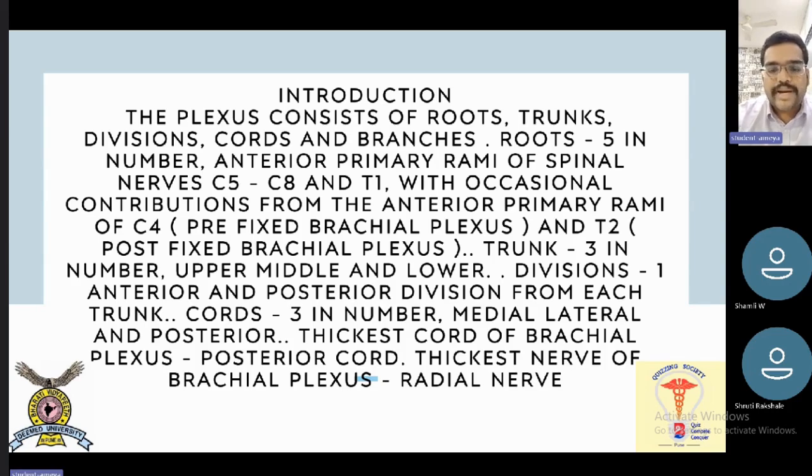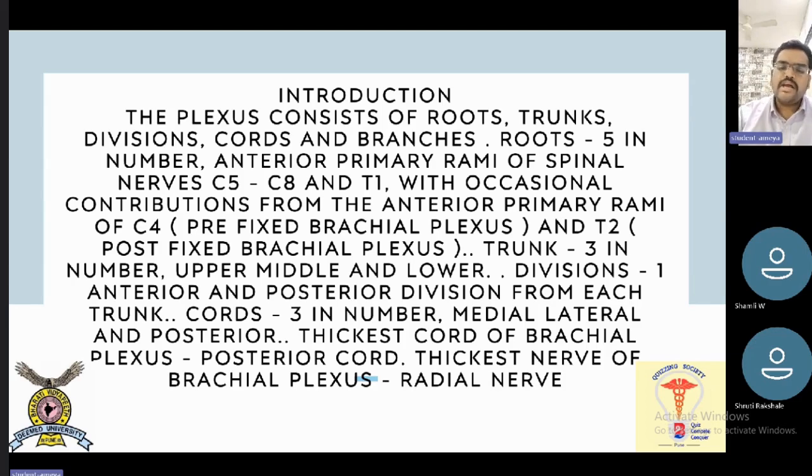So the brachial plexus is made from anterior primary rami of spinal nerves C5 to C8 and T1. However, occasionally you can have contributions from C4 and T2. If it is C4, it really means before C5, so that is why prefixed brachial plexus, and T2 because it is after T1, post-fixed brachial plexus. So trunk, there are 3 trunks, upper, middle, and lower. In divisions, you have anterior and posterior division from each trunk. Again, cords are also 3 in number, medial, lateral, and posterior.